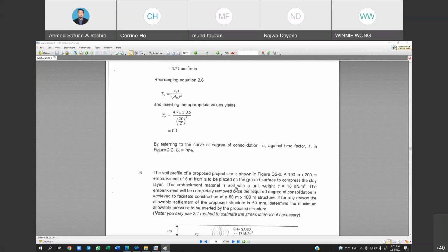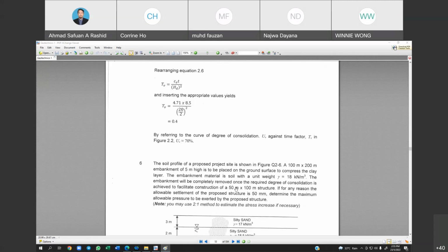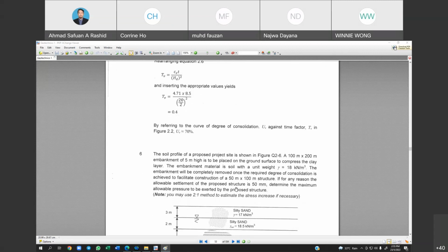Okay. So now we move to question number 6. I guess question number 6 is a little bit difficult. So it requires us to have a good understanding on the OCR concept. Over consolidated ratio.